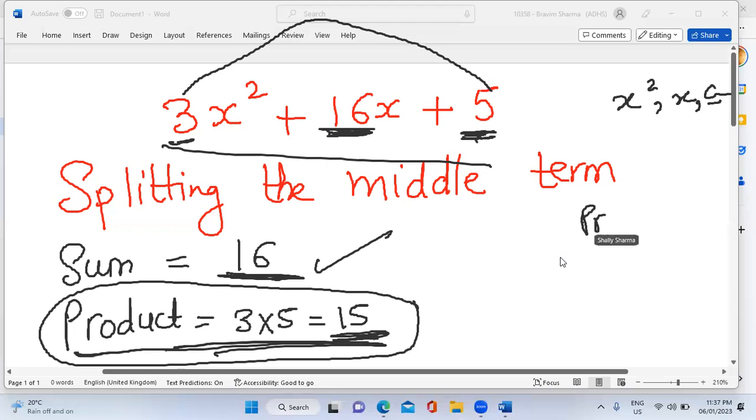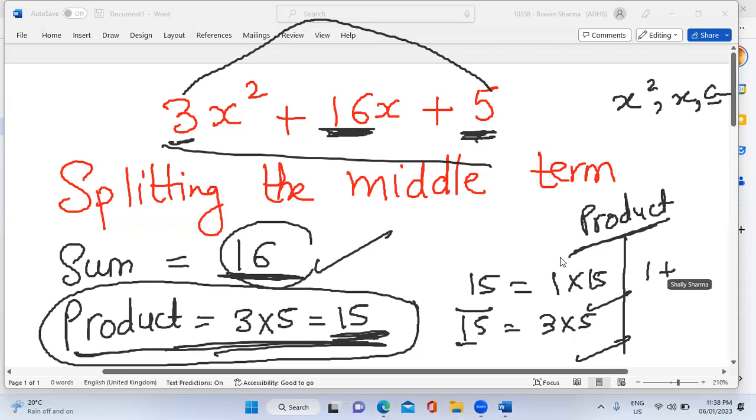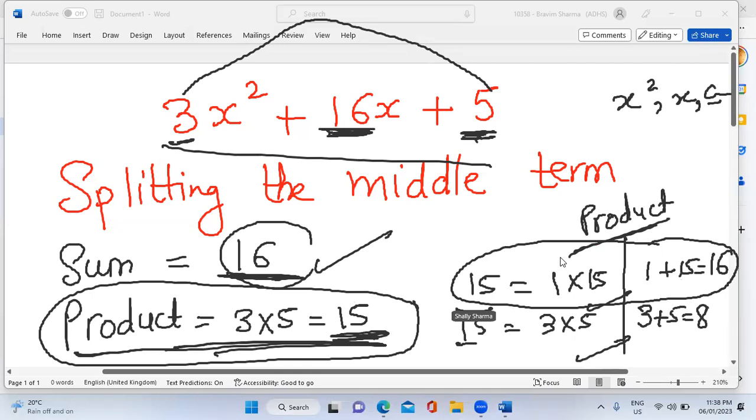Always go for the product first and see how we can get the product as 15. So write down all the factor pairs of 15. 15 is 1 times 15, and 15 is also equal to 3 times 5. In both cases, we are getting the product as 15. Once you get the product as 15, we have to look for the sum. In the first case, 1 and 15, if I add, I'm getting 16. And if I add 3 and 5, I'm getting 8. So the first combination satisfies both results, that the sum should be 16 and the product should be 15.